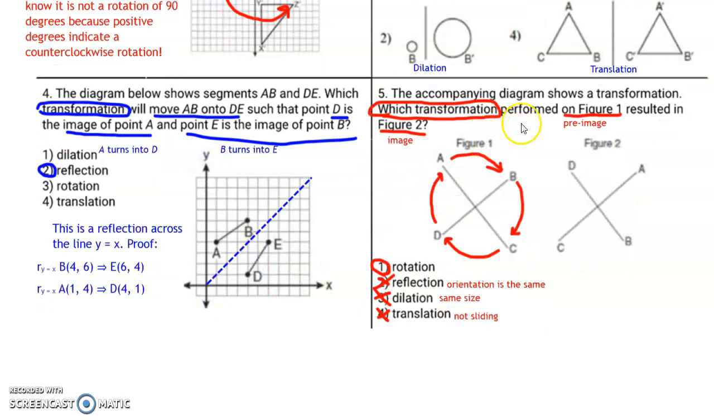It's asking here which transformation performed in figure 1 results in figure 2. Well, you can see that point A rotates down here. You can use a clockwise rotation to describe this. You could also use a counterclockwise rotation of 270 degrees, but regardless of which direction you're rotating, you know it's got to be a rotation.